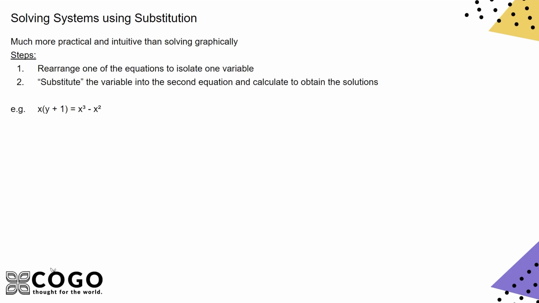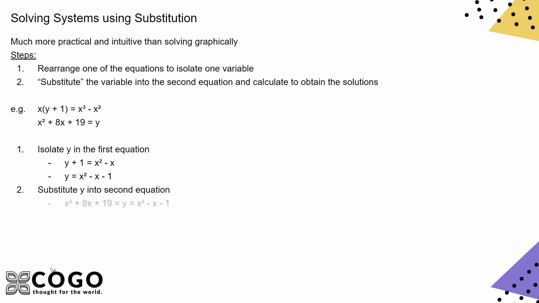For example, we have the system of equations in which the first equation is x times brackets y plus 1 close brackets equals x cubed minus x squared, and the second equation is x squared plus 8x plus 19 equals y. First, we will isolate y in the first equation. To achieve this, we would divide both sides by x to come up with the equation of y plus 1 equals x squared minus x. Then, we minus 1 from both sides to finally come up with the equation of y equals x squared minus x minus 1.